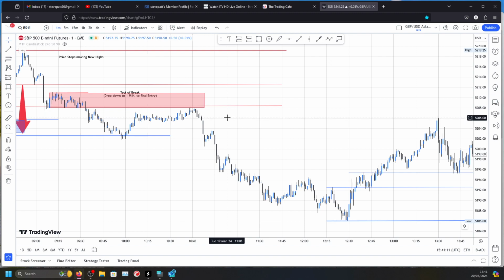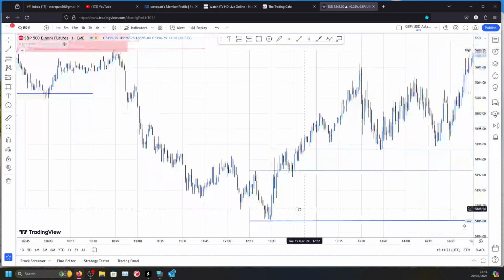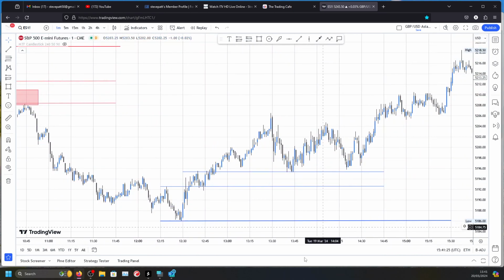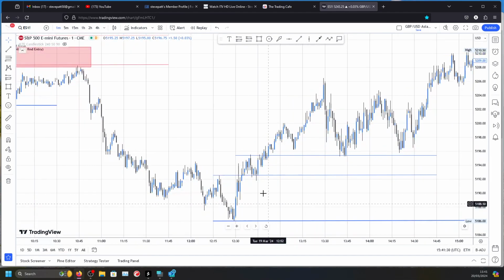And again, what would you be making? 2, 4, 6, 8, 10, 12, 14, 16, about 18 pips, something like that. And now we see price is failing to make new lows in here, and is breaking through 15-minute minor structure of these lines.